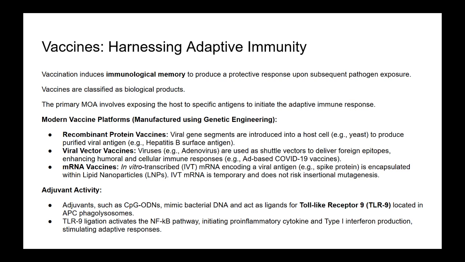Finally, messenger RNA vaccines are designed using in vitro transcription methods to produce transient protein expression. The messenger RNA encodes for a viral antigen, such as the spike protein in COVID-19 vaccines, and is encapsulated within lipid nanoparticles for delivery. One key advantage of messenger RNA vaccines is that their expression is temporary, as the messenger RNA degrades via cellular RNases. They also do not carry the risk of insertional mutagenesis, which can be associated with plasmid or viral DNA vaccines.